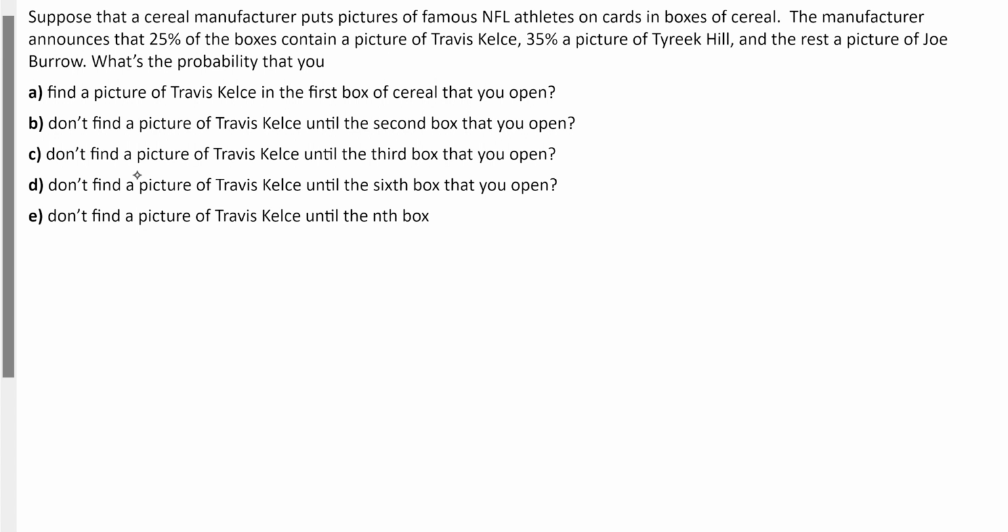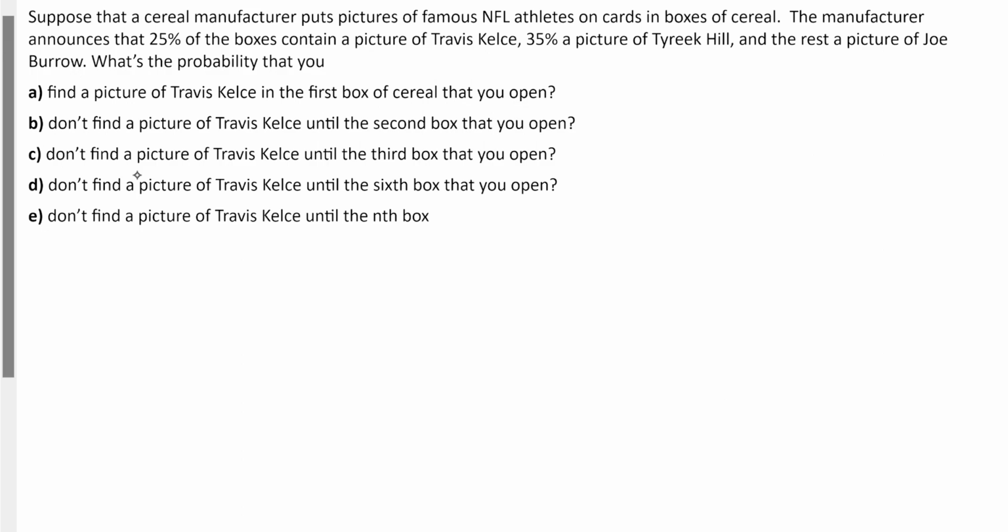Suppose a cereal manufacturer puts pictures of famous NFL athletes on cards in boxes of cereal, almost like a trading card or a sports card. The manufacturer announces that 25% of the boxes contain a picture of Travis Kelce, 35% a picture of Tyreek Hill, and the rest a picture of Joe Burrow. What's the probability of each of these?